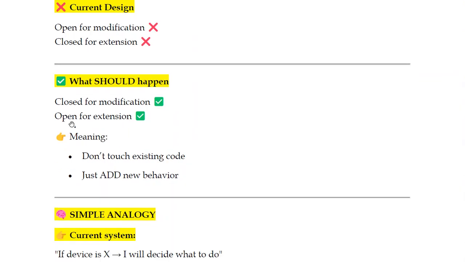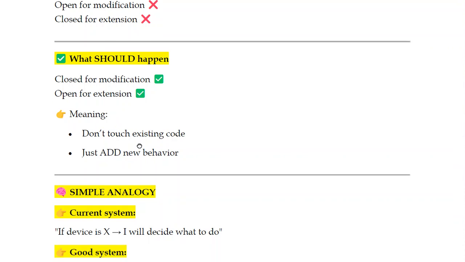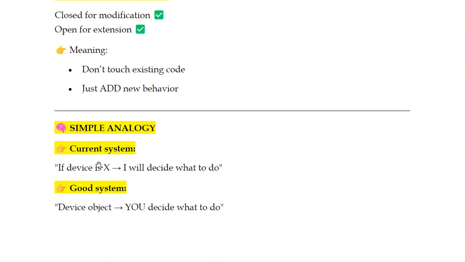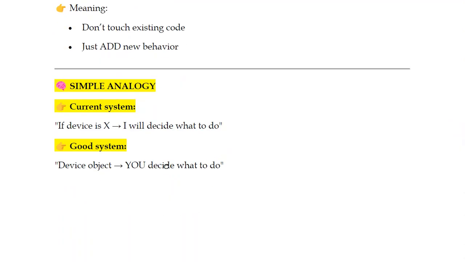Can you understand? Again, repeating: open for extension, you may extend it, but for modification, you are closing it. You are restricting. You can extend, but you should not modify the existing code. That's why they say don't touch existing code, just add new behavior. Simple real-time example: in the current system with the bad design, if the device is X, I will decide what to do. As a developer, why are you deciding? A good approach in object-oriented programming is that the device object should decide what to do. That's the right thing.